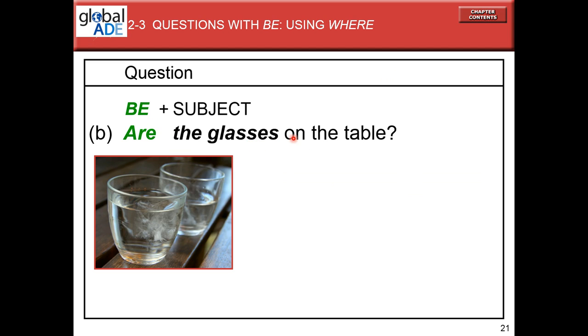Are the glasses on the table? Are the glasses on the table?